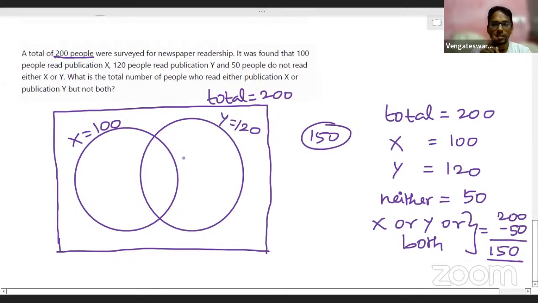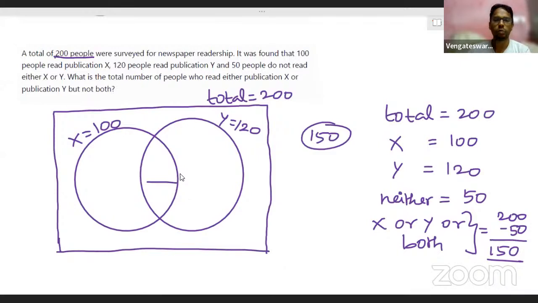And I want you to understand something. These 100 people, X, there are 100 people reading. Is it or not? This 100 includes the number of people who read both the magazines. Similarly, this 120 also includes the number of people who read both. You must understand that. By keeping that in mind, will you be able to figure out how many people are there in this common region, common portion? How many people are there?